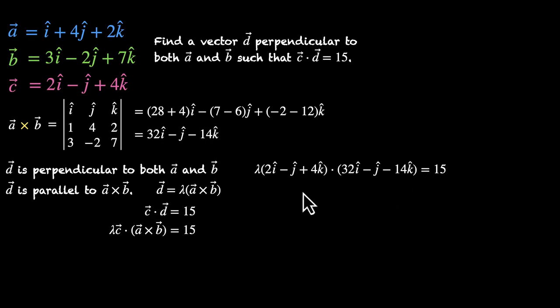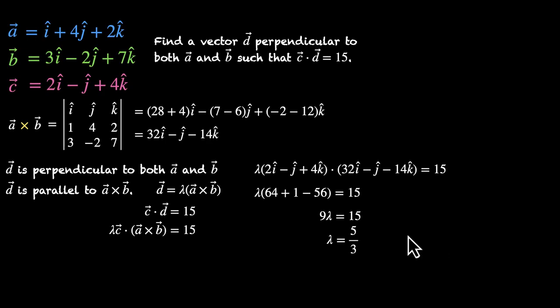Now we need to take the dot product. So that's lambda times 2 times 32, that's 64, minus minus plus 1, 4 times 14 is 56 with a negative sign, so that's minus 56. This is equal to 15. 64 plus 1 is 65, 65 minus 56, that's 9. So 9 lambda is 15, or lambda is equal to 5 by 3. So now we know the multiplier. Now we know if we multiply a cross b with 5 by 3, we'll get d.